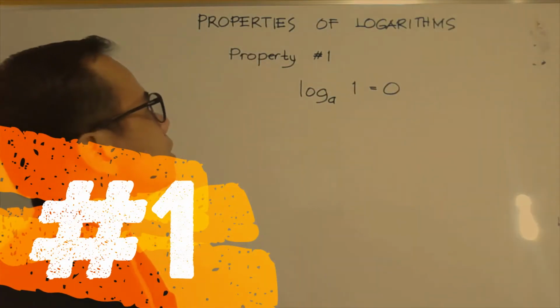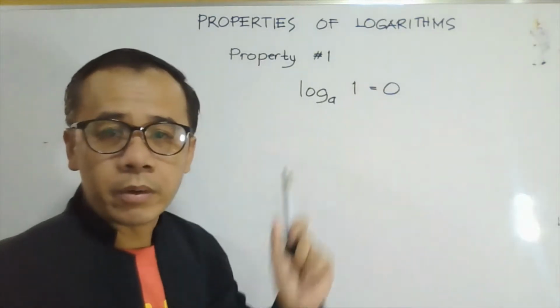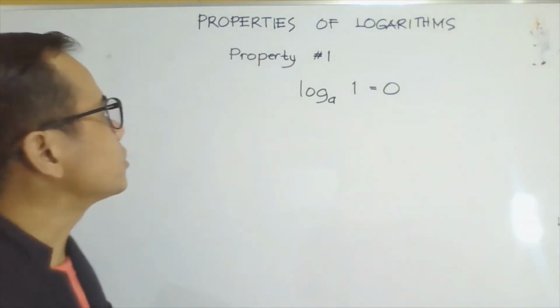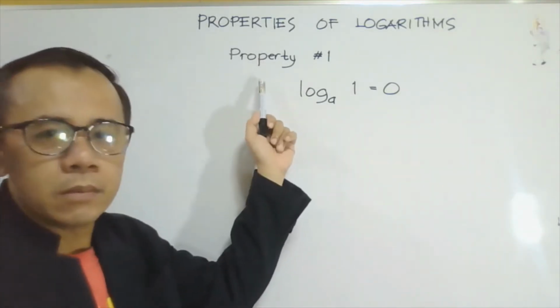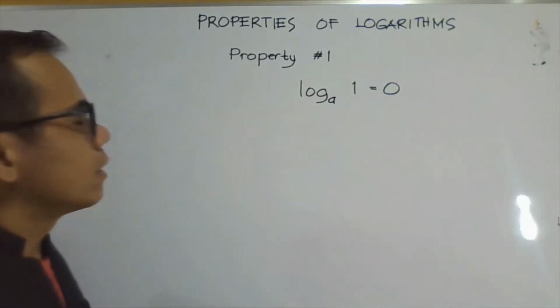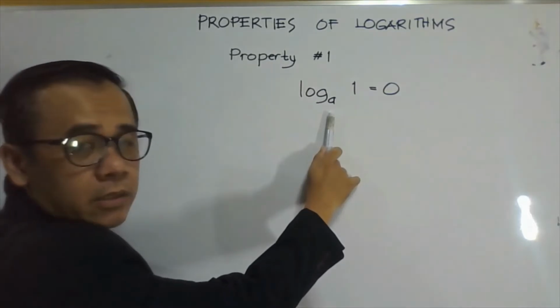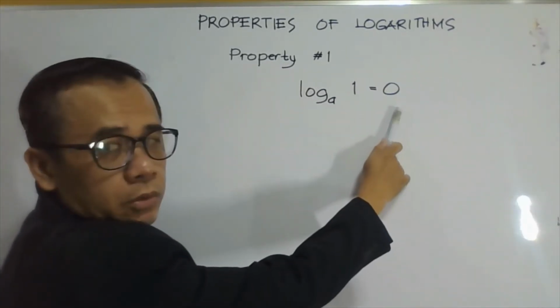The topic for today is all about the properties of logarithm. So we'll be discussing different properties of logarithm. To start with, we have property number one: a logarithm of 1 of any base is always equal to 0.